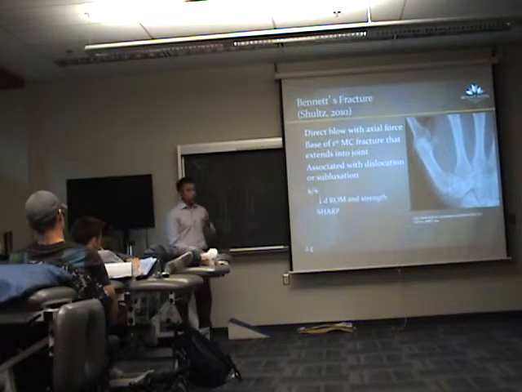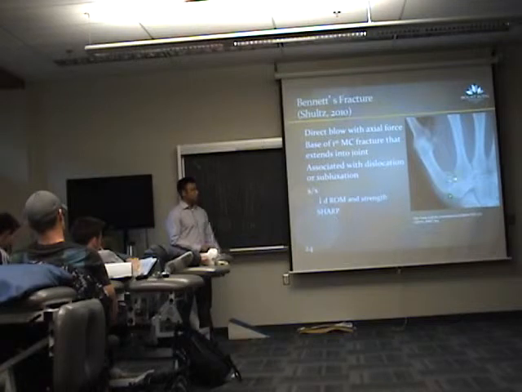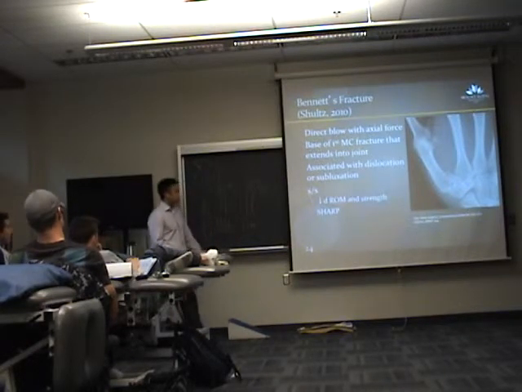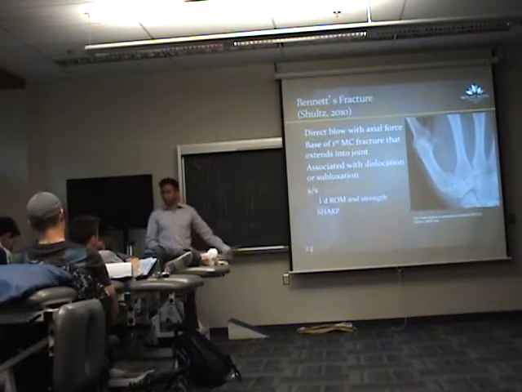It's also associated with dislocation or subluxation as well. So again, if you see an obviously deformed dislocation of the thumb, do you want to pop it back in? Probably not a good idea because that might be underneath. Okay. Signs and symptoms, I think, are self-explanatory. Any questions about a Bennett's fracture?